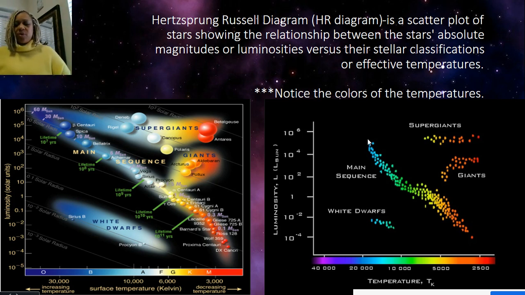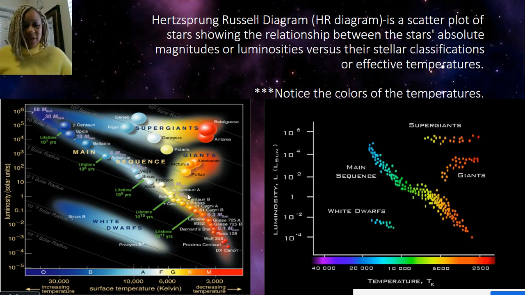So for example, if we were to talk about the supergiants, we would say that the supergiants are very, very bright and cool, okay? If we were to talk about the white dwarfs, we would say that the white dwarfs are very, very hot, but dim, okay? They're very dim because they're down here. So this is how we read those different stars.